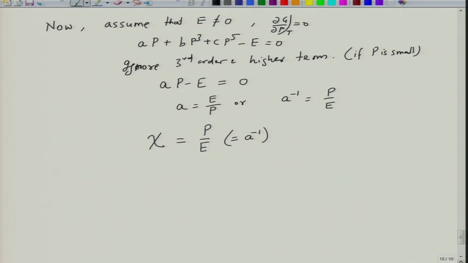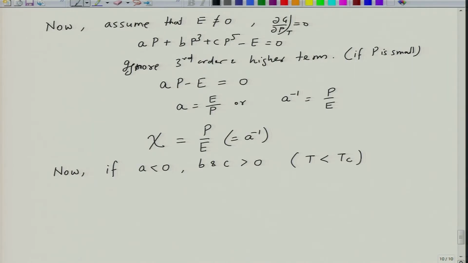So, this is the first part of it. Now, on the other hand, if we assume A less than 0, but B and C greater than 0, and what did we say earlier? A, B, C all are temperature dependent. So, which means something has happened to temperature because A has changed its sign. So, if A is positive for T being greater than Tc, then T must have gone below Tc for A being less than 0. So, this condition is valid for T less than Tc.